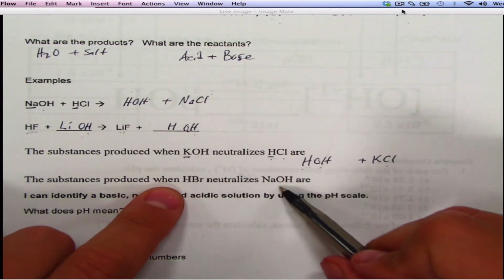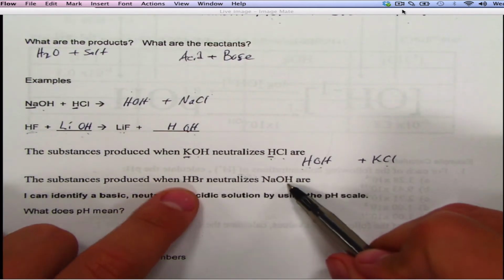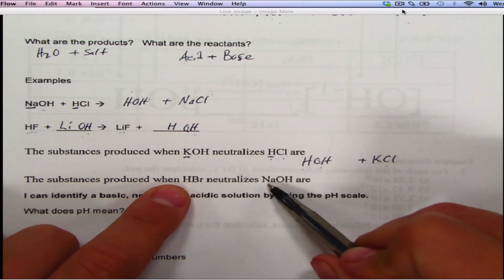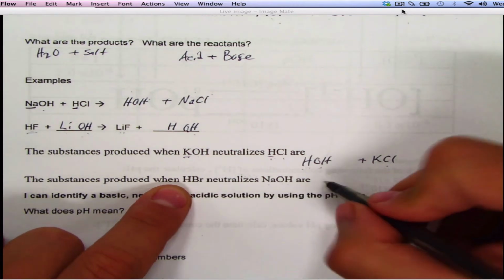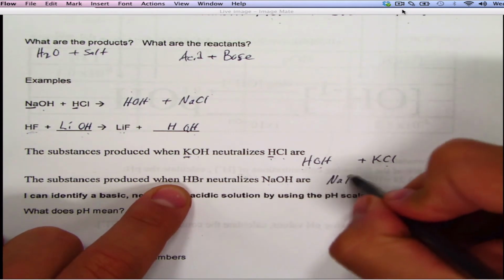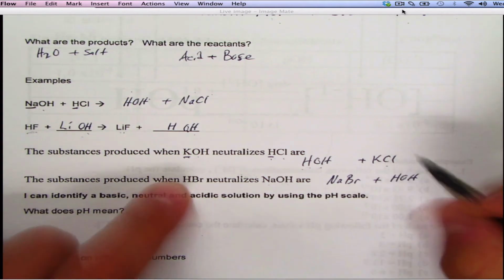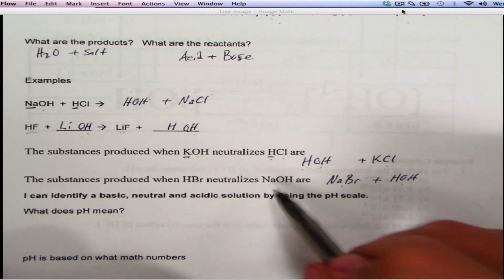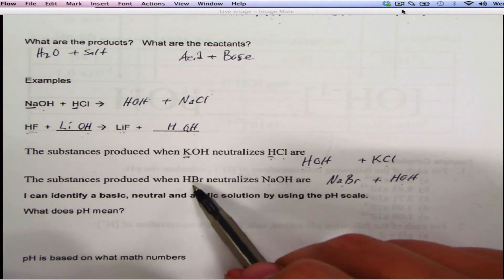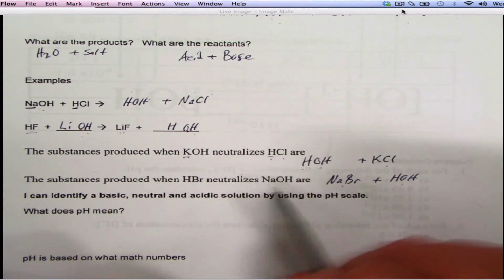Try the next one. Here's my base because of the OH. Here's my acid because it's an H. The two first ones switch spots, so the Na and the H switch spots. So the Na now goes with the Br, and the H goes with the OH. Salt and water are made from an acid and a base.